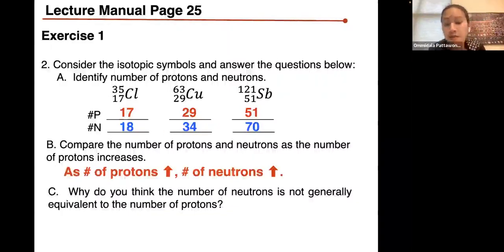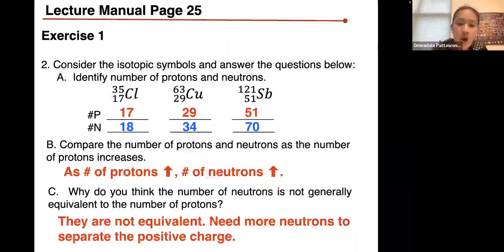It turns out the number of neutrons also increases as well. Next question: why do you think the number of neutrons is not generally equivalent to the number of protons? If you think about the charge of protons, they are all positive. If you have a lot of positive charges together inside the nucleus, are they going to attract or repel? The answer is they are going to repel because they have the same charge. Therefore, as the number of protons increases, we need more neutrons to separate out the positive charge, so that you have a stable nucleus.